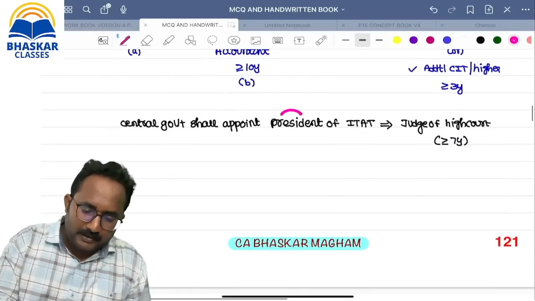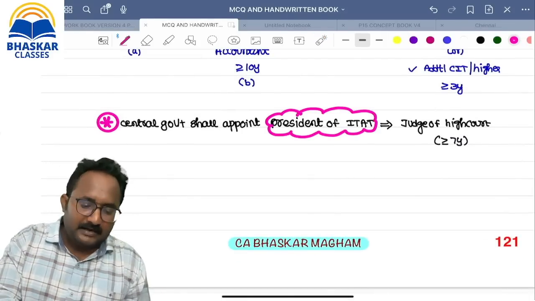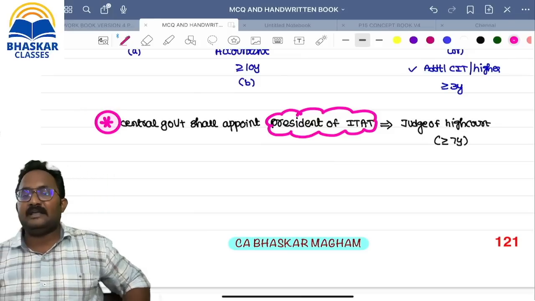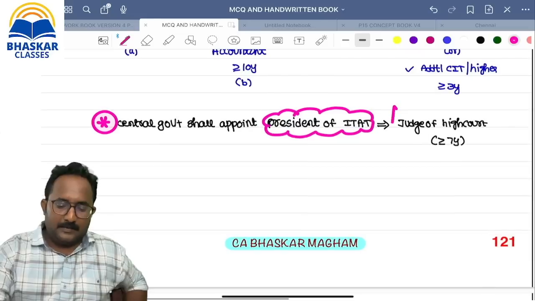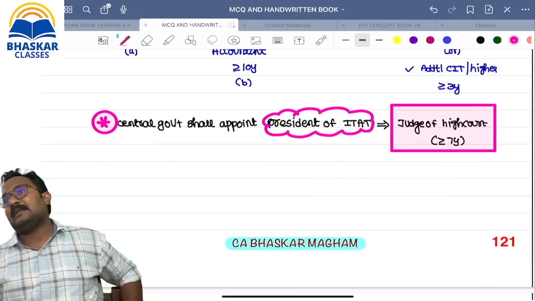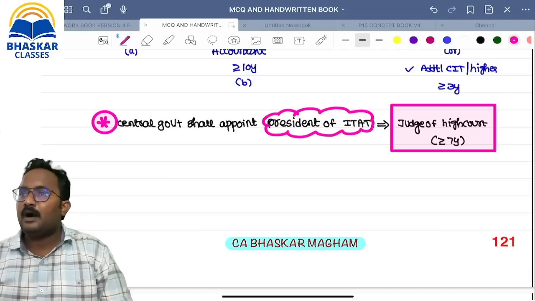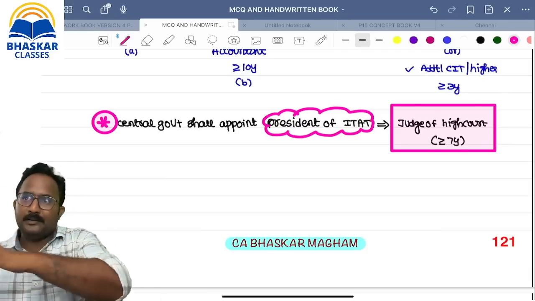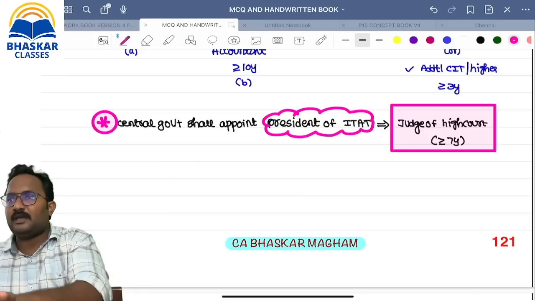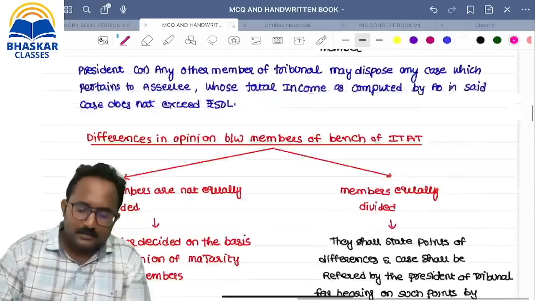The Central government shall appoint the president of ITAT. What qualification must the president of ITAT possess? He must be in a position of judge of a High Court, for at least how many years? 7 years. If any person wants to be appointed as president of ITAT, he must have acted as a High Court judge for at least 7 years. Clear? So how many members? 2 members, one judicial, another accountant. The president has the qualification of a High Court judge with 7 years' experience.